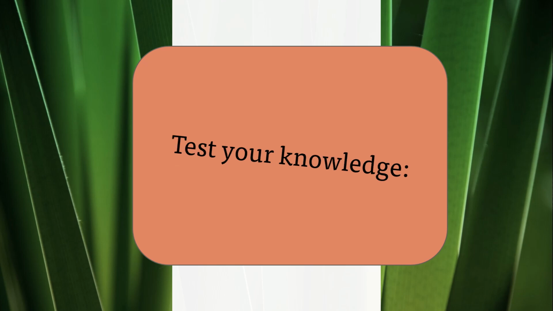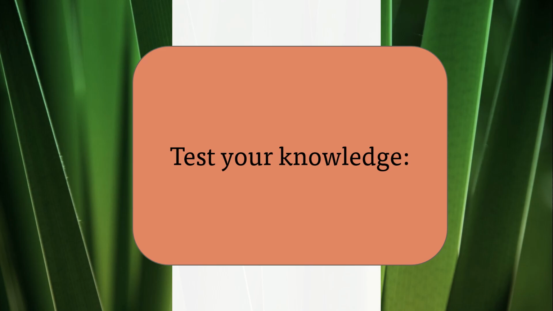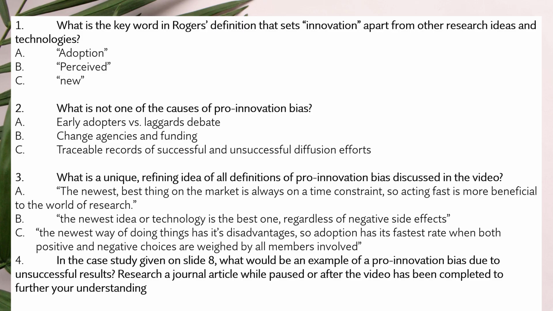So now, let's test your knowledge. Question 1. What is the key word in Rogers' definition that sets innovation apart from other research ideas and technologies? Is it A, adoption, B, perceived, or C, new? Number 2. What is not one of the causes of pro-innovation bias? A, early adopters versus laggards debate, B, change agencies and funding, or C, traceable records of successful and unsuccessful diffusion efforts? It may help if you have a sticky note nearby to write down your answers.